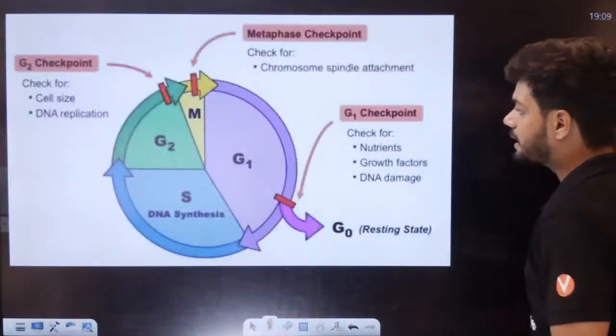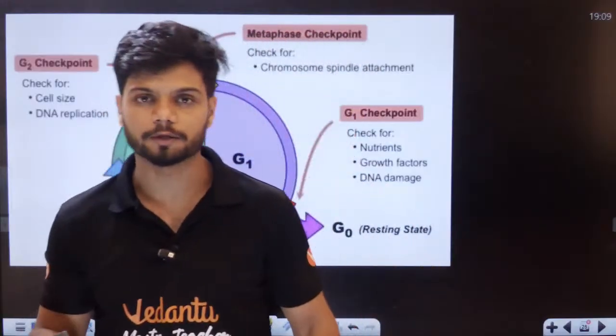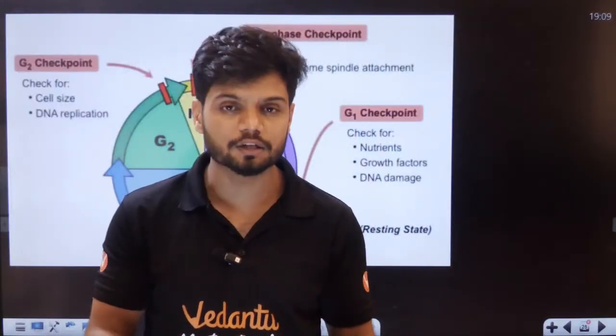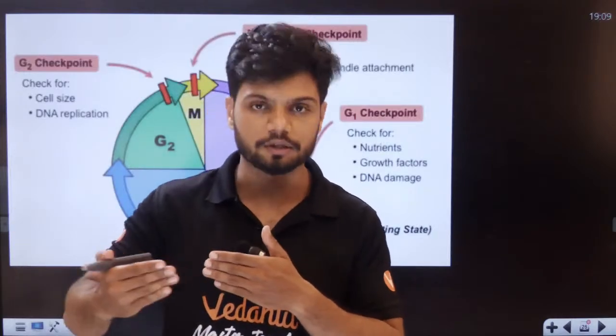Students, I want all of you to understand here. There is something called checkpoints here. Now, what is a checkpoint? Whenever a cell is undergoing the cell cycle, before it goes to the next stage, there is a checkpoint here.